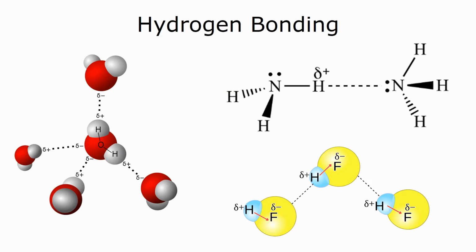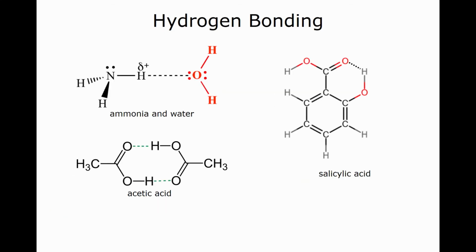Now, it doesn't have to be between a water and another water molecule, or between ammonia molecules, or between hydrogen fluoride molecules. It can also exist between different molecules. For instance, we can have the hydrogen on ammonia attracted to the oxygen on water, and vice versa. We can have more than one hydrogen bond between molecules, such as in acetic acid. And if the hydrogen in salicylic acid lines up just right, we can actually have an intramolecular hydrogen bond.